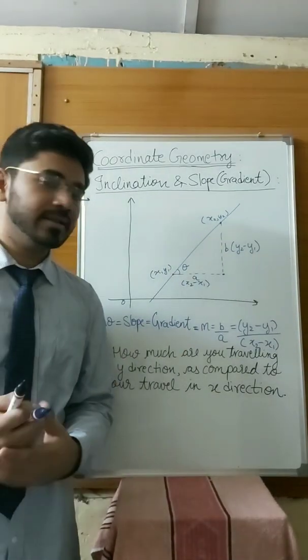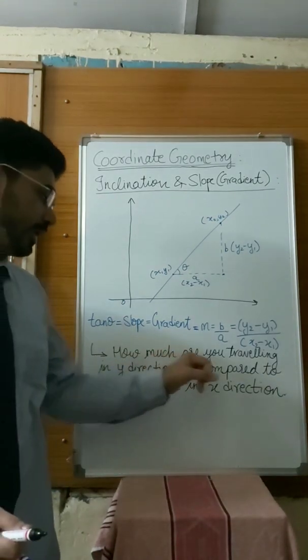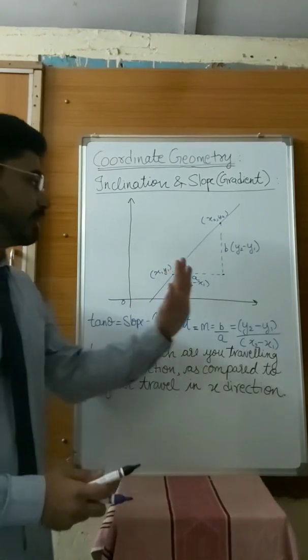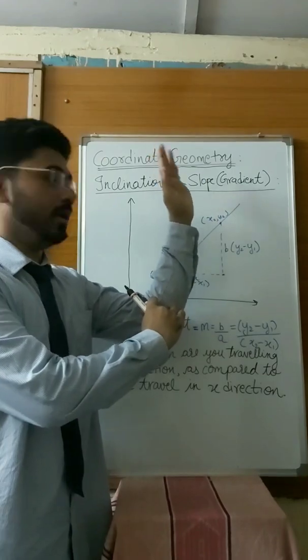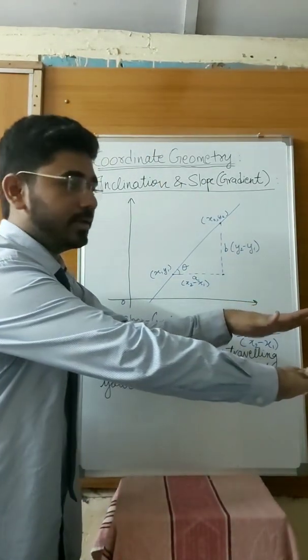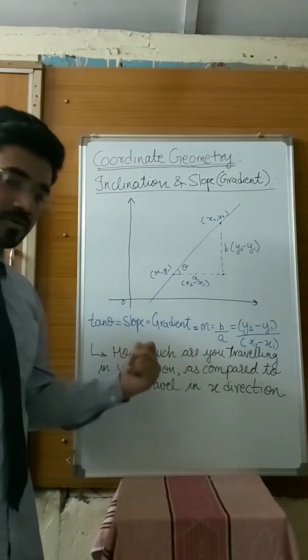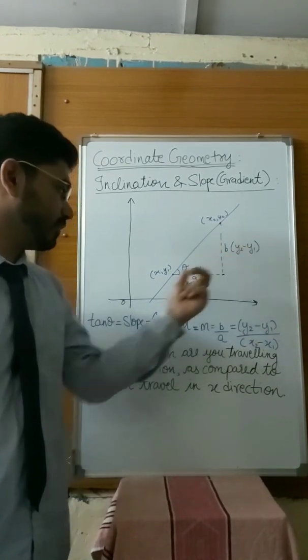To understand it in layman language, we can say that slope is how much you are traveling in the y direction as compared to your travel in x direction. So if you are traveling more in y direction compared to a little travel in x direction, then your slope will be higher. But if you are traveling less in y direction compared to your travel in x direction, then your slope would be smaller. This can be expressed as tan theta, which is also equal to the slope, and tan theta is equal to slope is equal to b by a is equal to y2 minus y1 upon x2 minus x1.